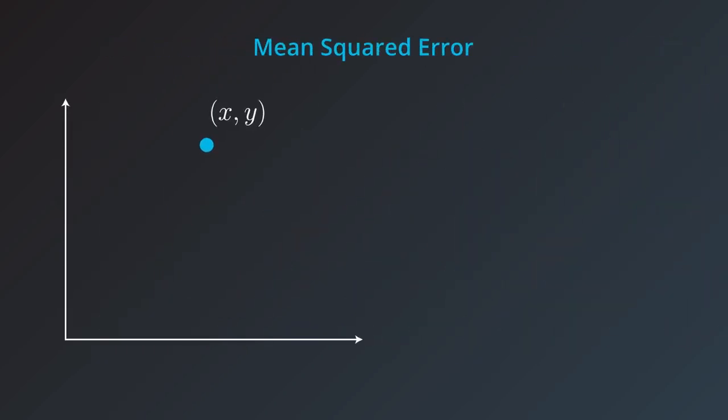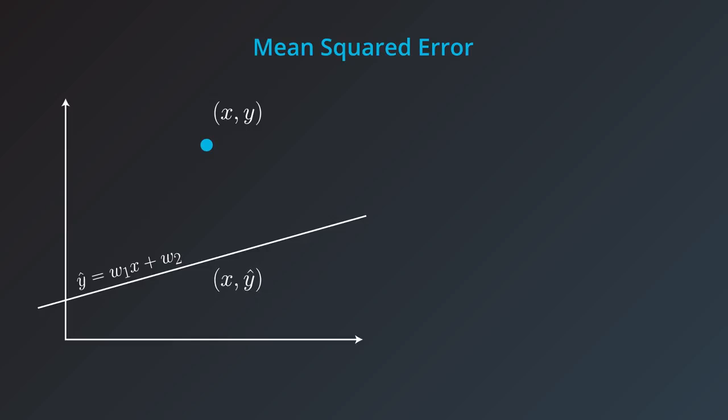Here's our point with coordinates x, y, and here's our line with equation y hat equals w1 times x plus w2. So y hat is our prediction, and the line predicts the y coordinate of this point. That prediction gives us a point of the line that matches the x coordinate of our point x, y, so it's the point x, y hat. Now the error for this point is 1/2 times y minus y hat squared. And the mean squared error for this set of points is the average of all these errors. But since average is a linear function, whatever we do here applies to the entire error.